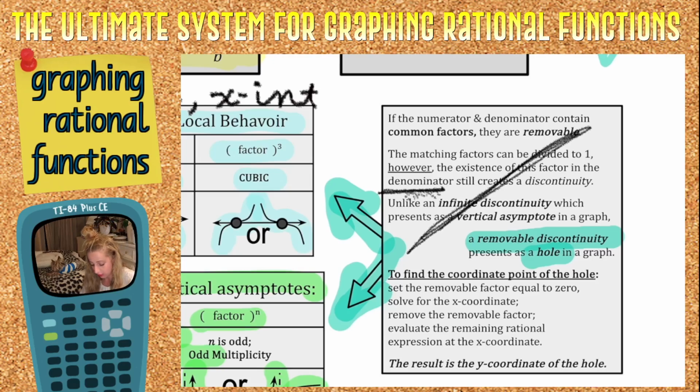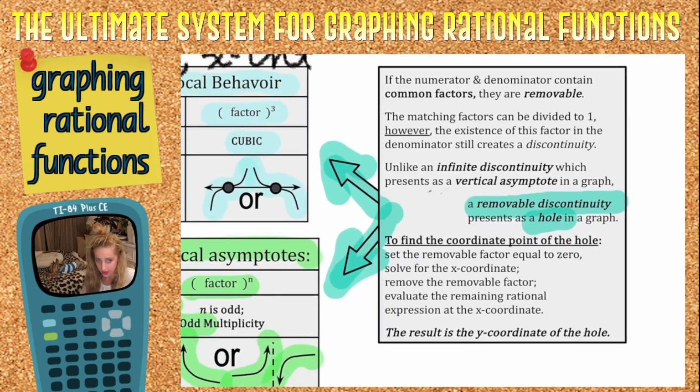So again, you have a graph, and when you remove a point, you erase just a spot, okay? It makes a hole in your graph, presents as a hole. Now, you only know the x value of the hole. So to find the coordinate point of the hole, set the removable factor equal to 0, solve for the x coordinate. That's your x value of the hole. When you set that factor equal to 0, cross it out, it's gone.